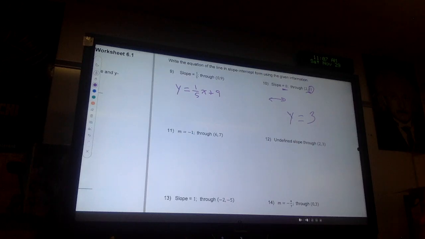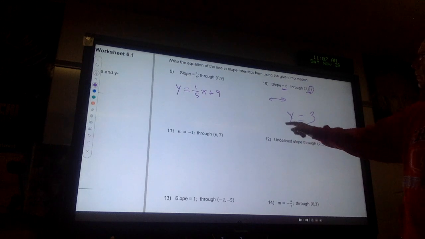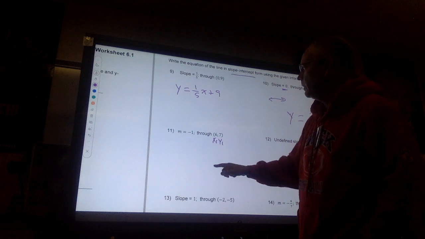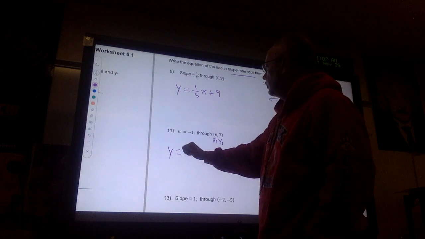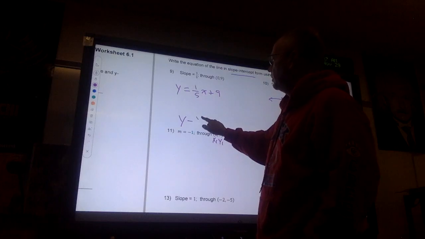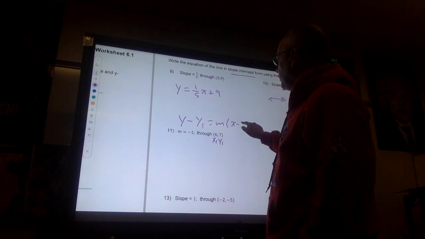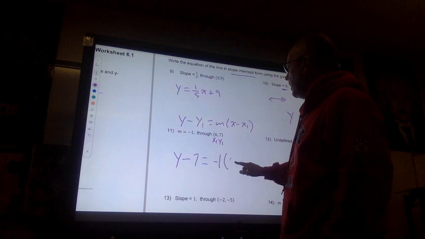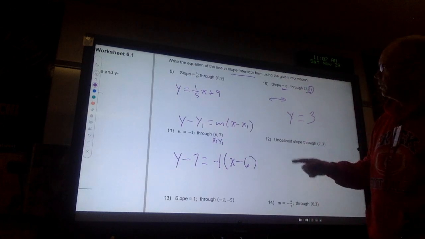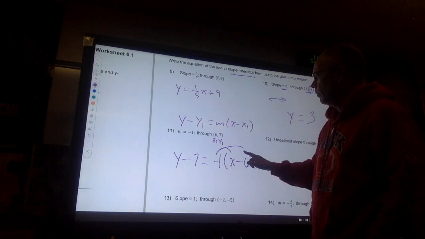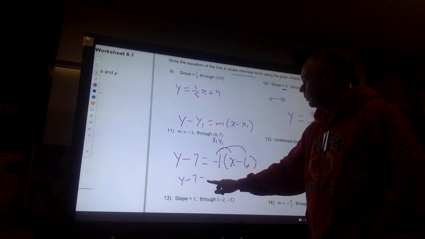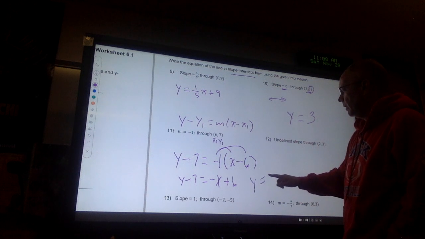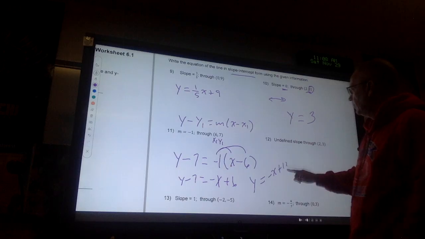Problem number 10. We want to make sure we're writing these in slope-intercept form, which is y equals mx plus b. So I'm going to write this as x1, y1. I'm going to use my point-slope equation, which is this. So I'm going to get y minus 7 equals negative 1, x minus 6. They want it in slope-intercept form, so y equals mx plus b. So I'm going to distribute over. So I'm going to get y minus 7 equals negative x plus 6, add 7 to both sides. Y equals negative x plus 13.